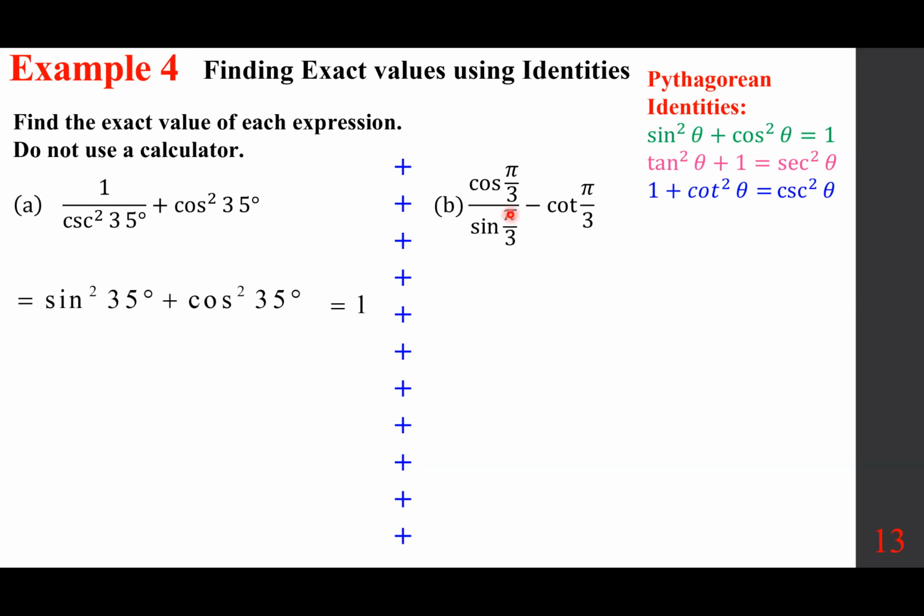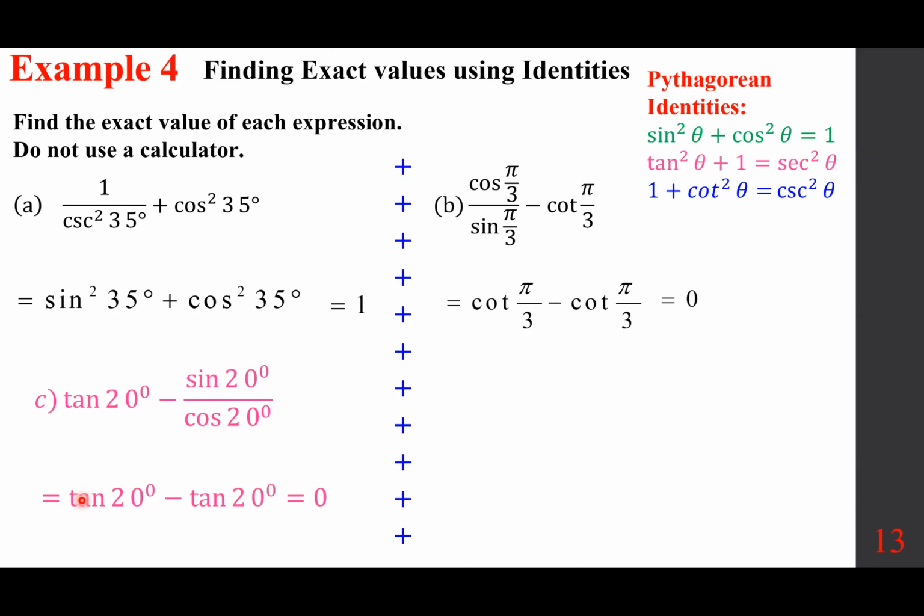The ratio of cosine to sine is cotangent. So this is cotangent of pi over 3. And you just write this, they cancel each other. So we are using identities. All right, so let's see. The ratio of sine to cosine is tangent. Again, they cancel each other. We get 0.